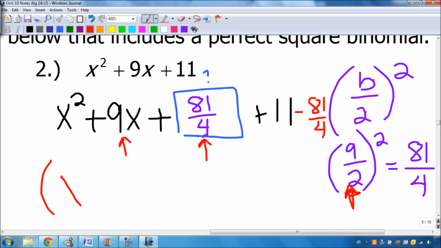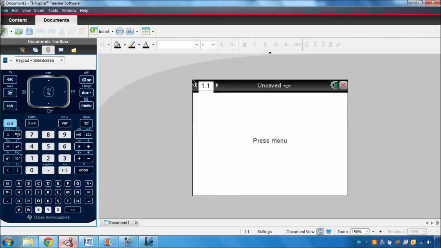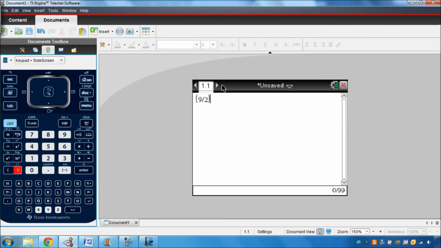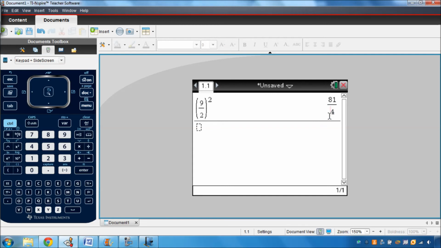So all I have to do is say this is x plus 9 over 2 quantity squared. And let's just double check to make sure that that's really true. So open up a calculator document, and then you're going to type in 9 over 2 in parentheses, because the whole entire number is being squared, and see if you get 81 over 4. Absolutely you do. So this is the c value you want.